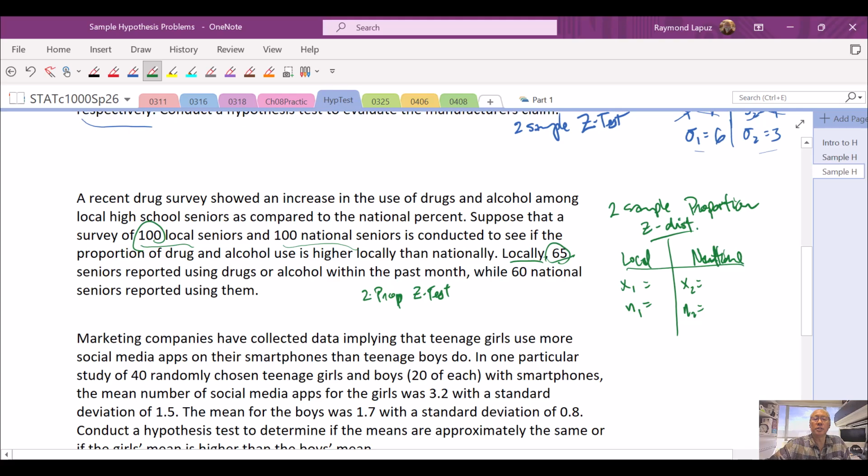And then locally there's 65 out of 100. And then nationally there's 60 out of 100. And they're not asking for this, but this will help you find P prime, which is 65 over 100. That's 0.65. And P prime, well, I guess we should label this P prime 1. P prime 2, and that's 60 over 100. And then you can work with that.